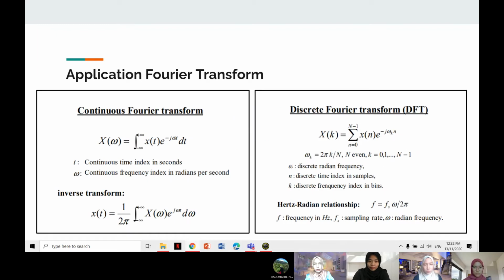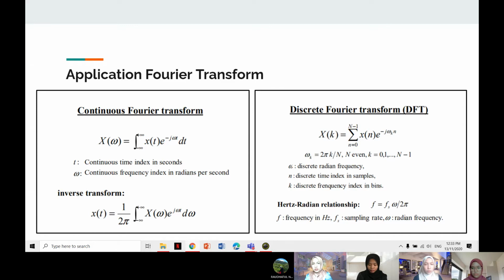Okay, thank you, Azmira. Now I will explain about application of Fourier transform. There are two types: first, continuous Fourier transform, and second, discrete Fourier transform. This is the continuous Fourier transform formula. t is continuous time index in seconds. Omega is continuous frequency index in radians per second. And then this is the formula for the inverse transform.